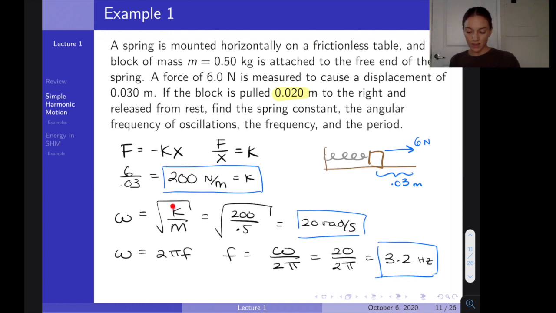Because as you can see here, this doesn't depend on the amplitude, right? It just depends on the spring constant and the mass. So those are the only two things that determine the frequency, the angular frequency, and the period: the spring constant and the mass, nothing else.